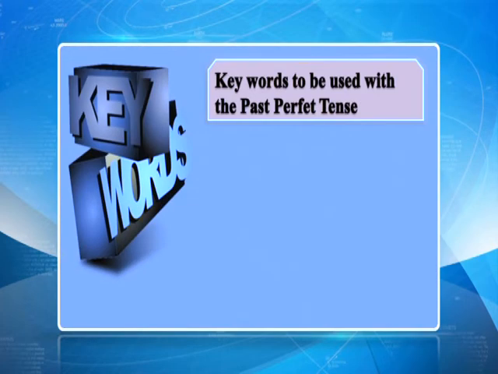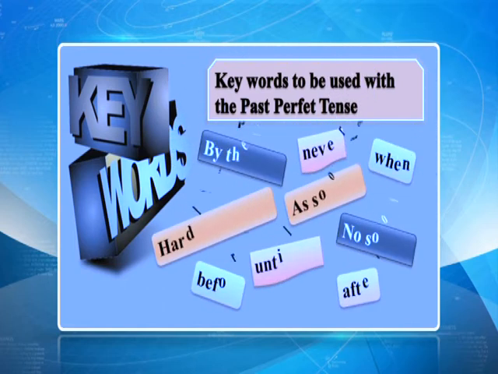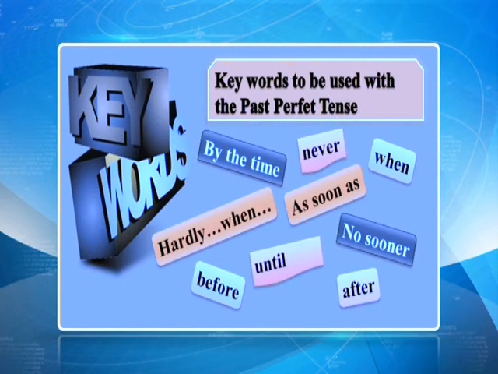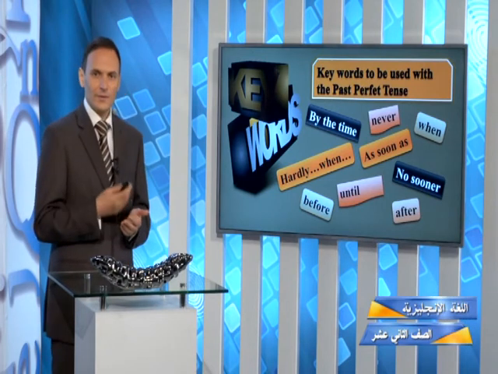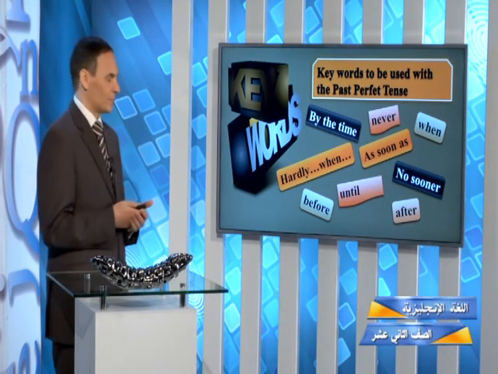Now, the key words to be used with the past perfect tense could be by the time, never, when, hardly when, as soon as, no sooner, and words like before, until, and after. So these words could signal the use of the past perfect tense.